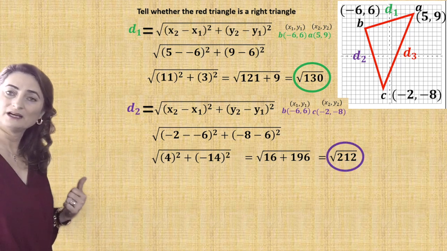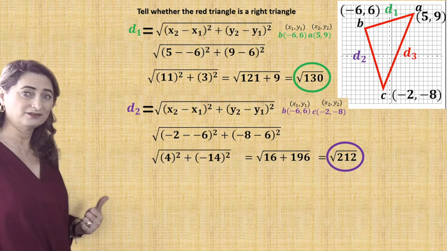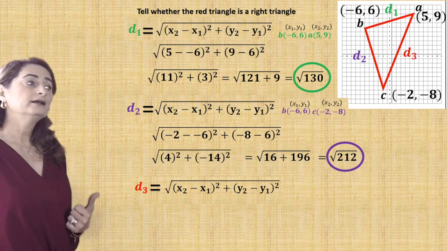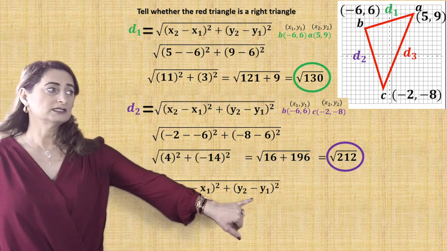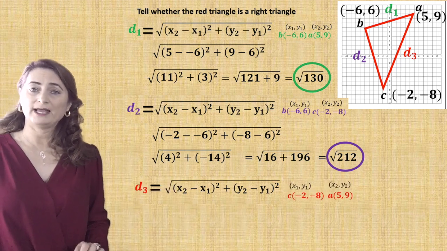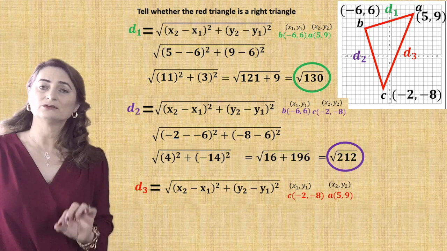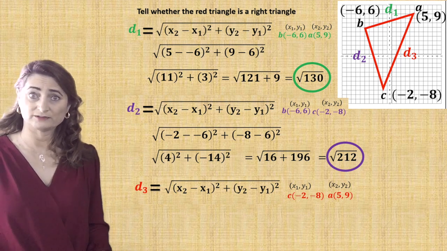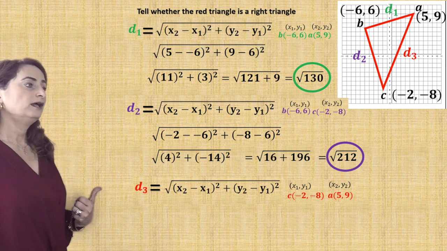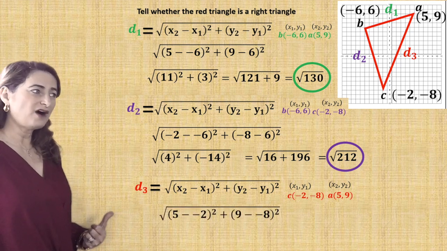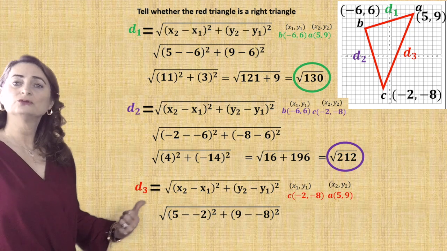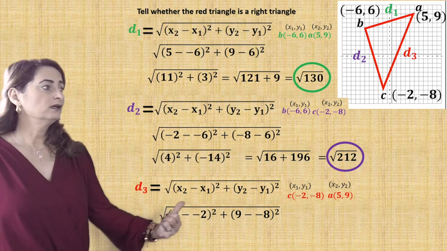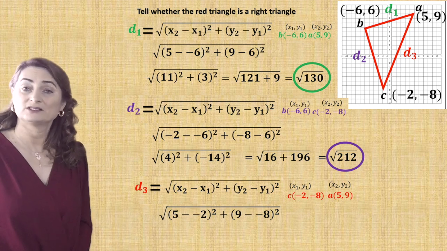Now I need to find the other side, or the third side of that triangle, which is D3. Use the distance formula. Write what the coordinates are, C and A. Name one x1, y1, and the second coordinate x2, y2 to know which numbers to replace in the equation. x2 minus x1 squared is 5 minus negative 2 squared, plus, subtract the y's, 9 minus negative 8 squared.